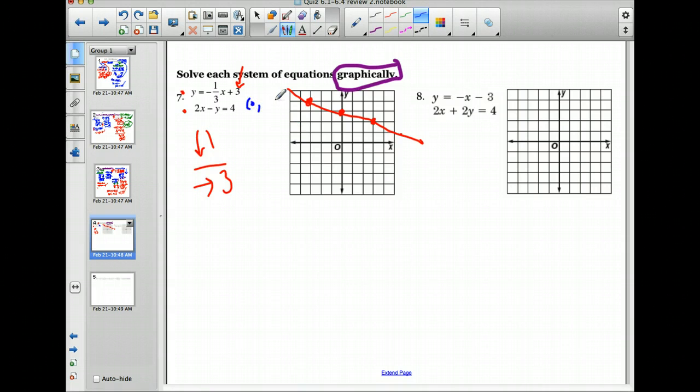So this method, I use the cover-up method. What I'm going to do is, if x is 0, I cover up x, and that gives me negative y equals 4. So y equals negative 4. If I cover up the y, 2x equals 4, so x equals 2. So I graph the point 0, negative 4, over 0, down 4, and 2, 0.